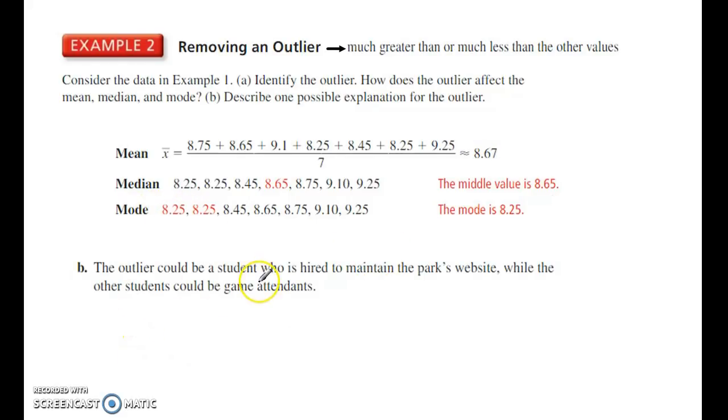Okay, so the outlier, they asked us to describe a possible explanation. So why would one student be making that much more? Maybe he's doing a different job, like he's maintaining the website, which requires some specific skill, while the others are doing less skilled jobs. One could be maintaining the website, the others could be game attendants.